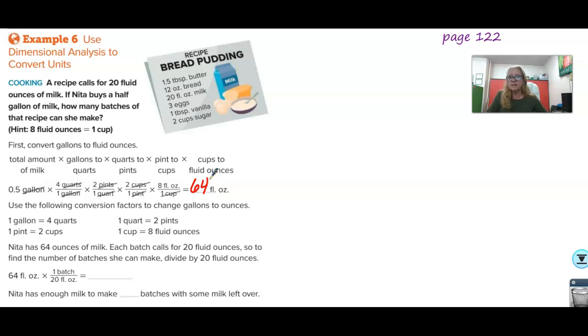Okay, so Nita has 64 ounces of milk. Each batch calls for 20 fluid ounces. Look how much they want to complicate this. You could do this in your head. If you have 64 ounces of milk and each batch takes 20, how many batches can you make? 3. Duh. So you have 4 ounces left. Maybe you have a cat. All right. So that's that. So complicated.